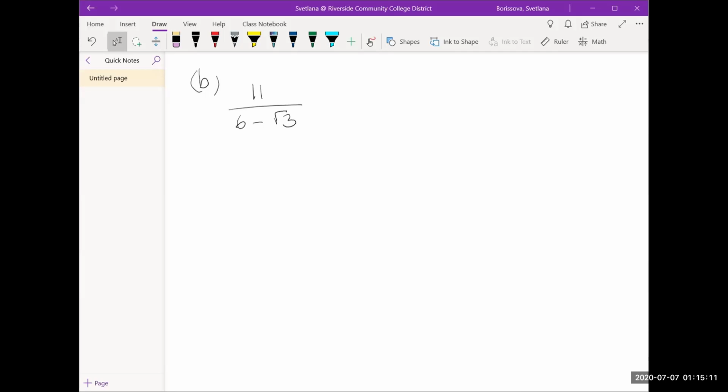Multiply by the conjugate, 6 plus square root of 3. Okay, and where do we need to multiply? Both top and bottom. Very good. Yeah, that's exactly right. So we're multiplying by the conjugate 6 plus square root of 3 on the bottom and on the top. The denominator determines what we need to multiply by, because it's always going to be the conjugate of the denominator. But both of them will have to be multiplied.